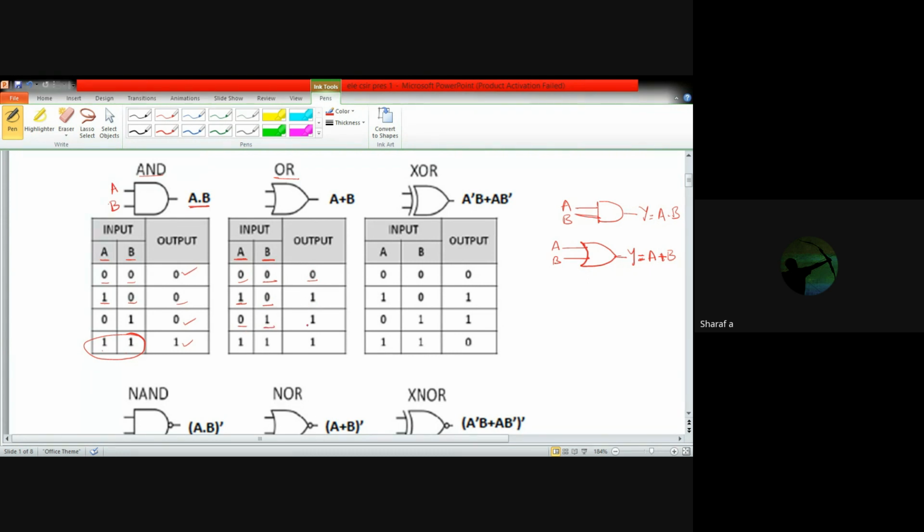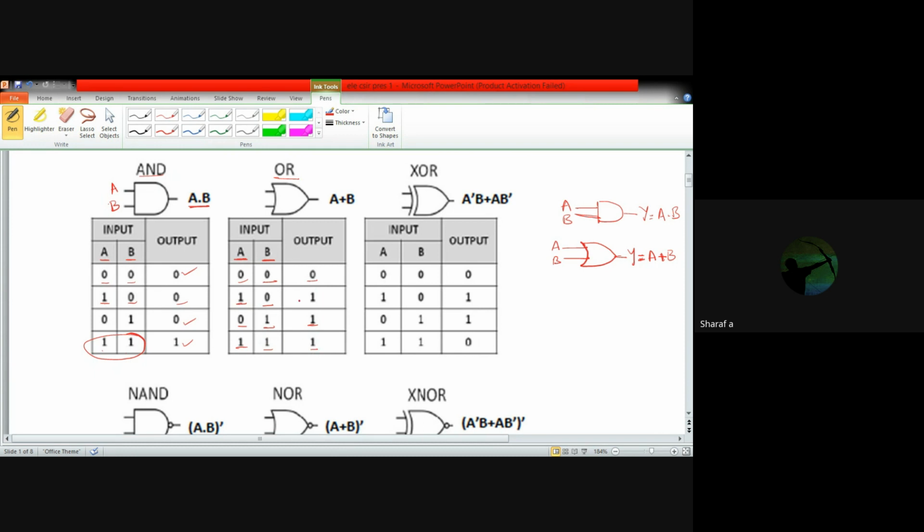Then 0 plus 1 is 1. And the last one is 1 plus 1. 1 plus 1 also will be 1. Why is 1 plus 1 equal to 1? Because in the binary number system, the maximum value is 1. More than that is not possible. Whatever the value which is more than 1, you can treat it as 1. So the maximum value will be 1, and 1 plus 1 will always be 1.